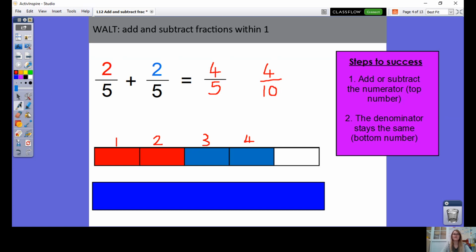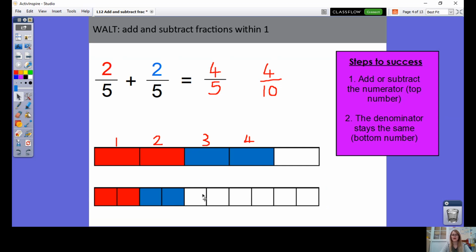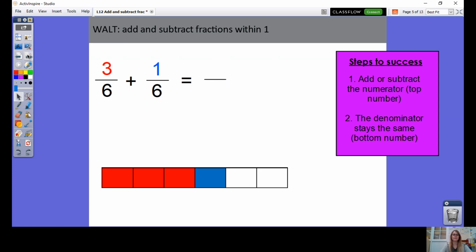And that is a completely different fraction. That is not equivalent. So 4/10 would look like this bar model here. And as you can see, the parts are a lot smaller, so it is not equal. So I'm not adding the denominator, I just add the numerator because that is how many parts that I have. Okay, let's keep going, have a look at some more examples.